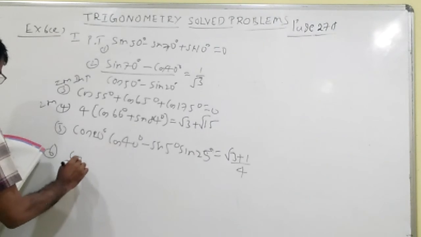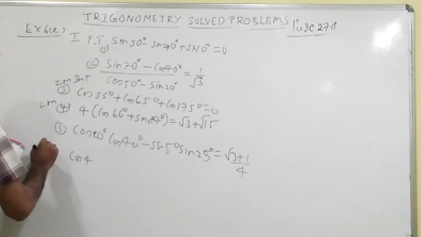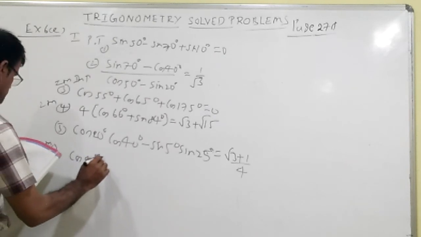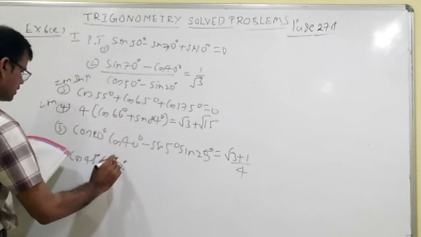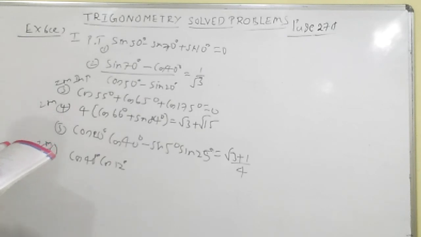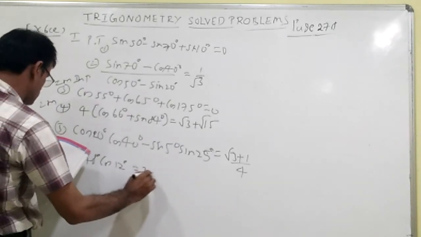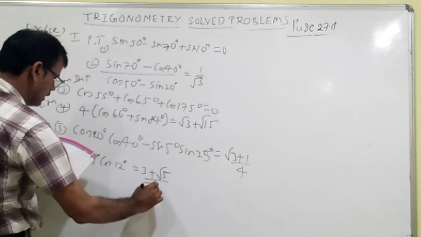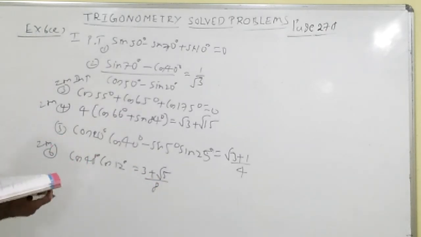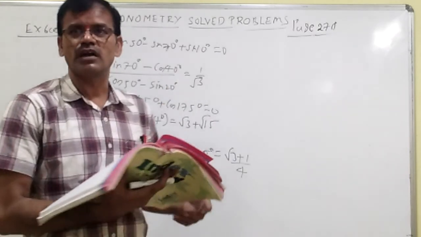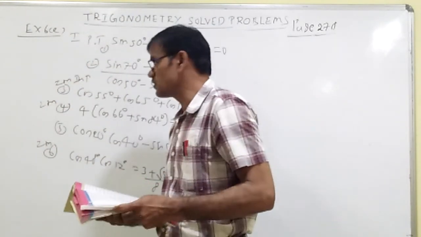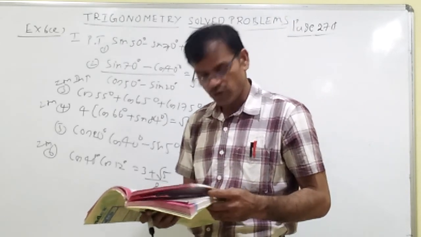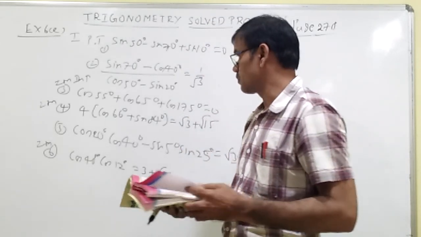Sixth question. This is also a 2 marks question. In exams, it has been asked plenty of times, and in the objective material also the question is there. Cos 48 into cos 12 is equal to 3 plus root 5 by 8. These are all level 1 objective bits. If you can do all these sums, then you can say that you know trigonometry. Otherwise, you should read the formula properly. You should know the formula properly.